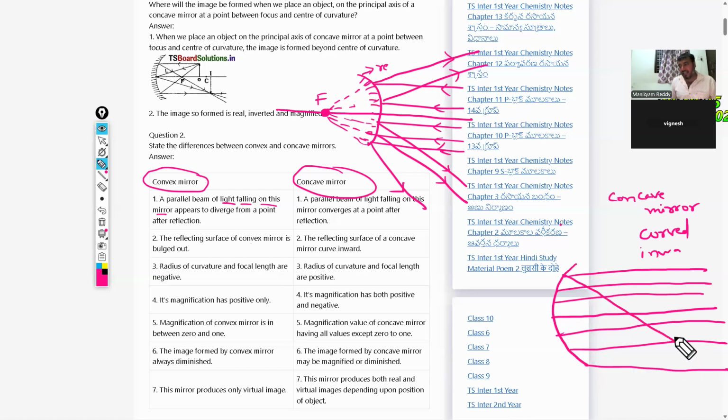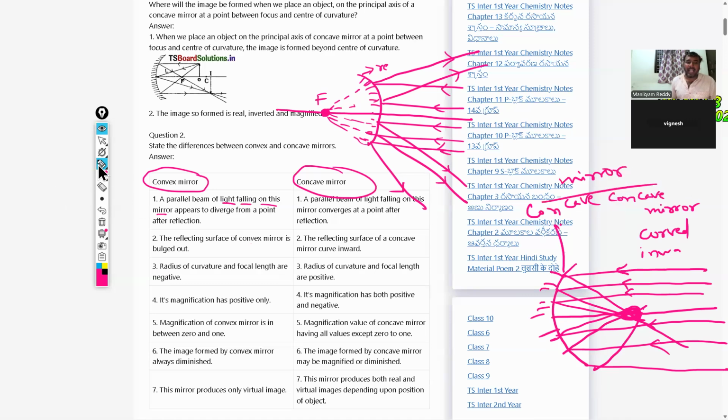Okay, these are all meeting at one focal point. This is happening in the concave mirror. This is happening in the convex mirror.